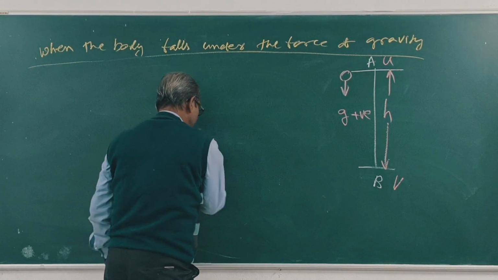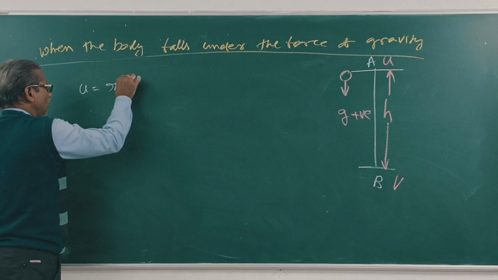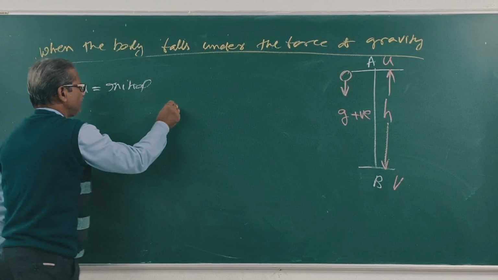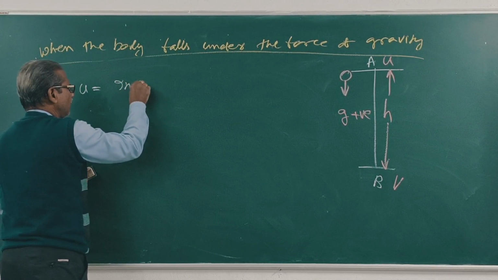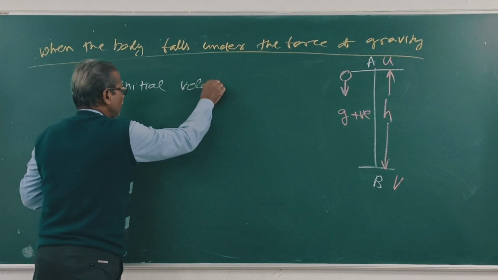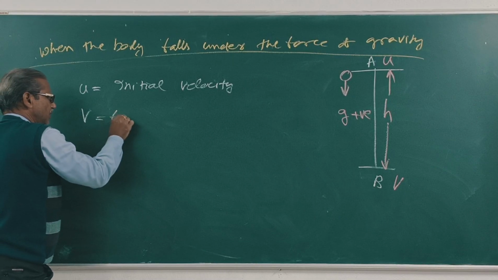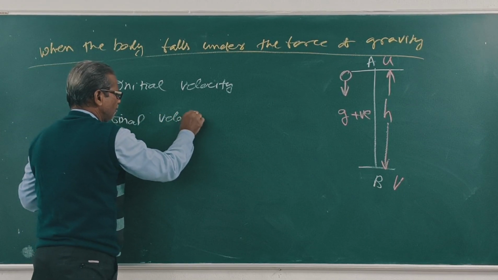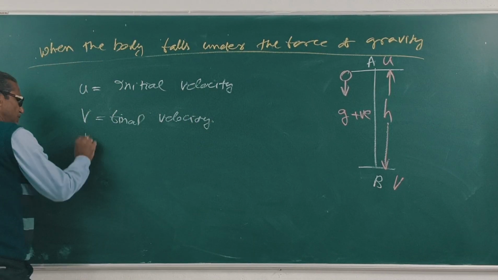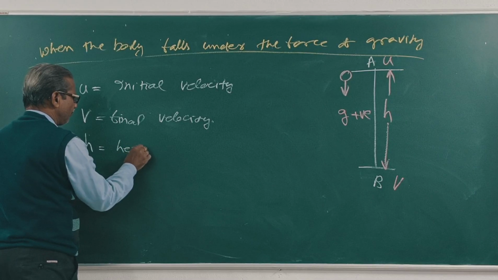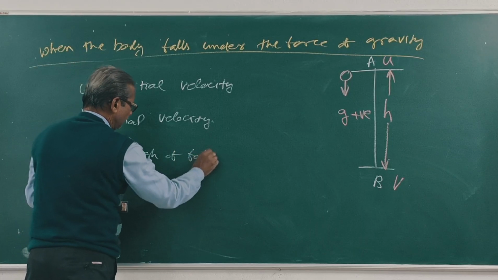Now, in this figure, u is equal to initial velocity. v is your final velocity. Clear? h is the height, height of fall.